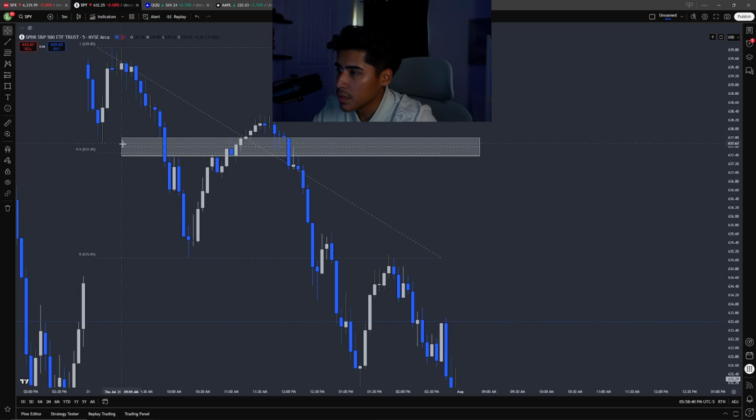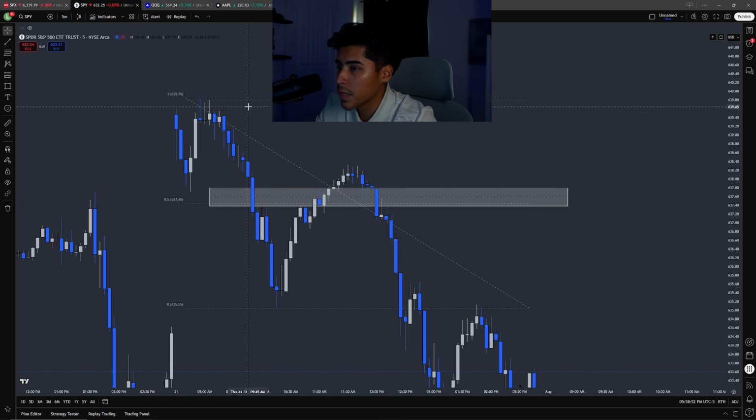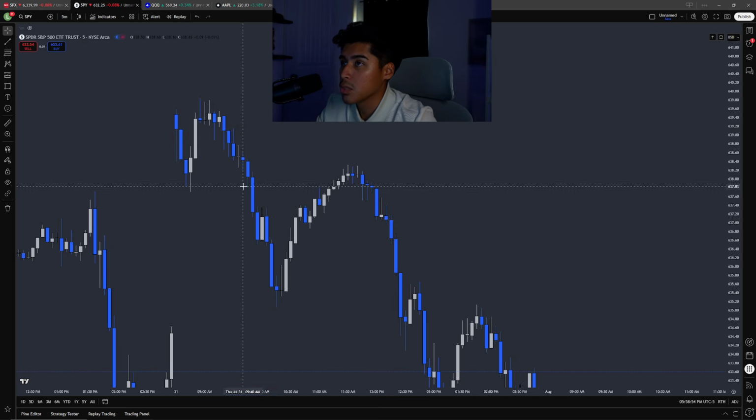But you can see that this was the proper fair value gap. Inevitably, it did go lower, created lower lows, and continued down. Someone out there might have held it, whatever. But this is about the fib and finding the proper fair value gap. And that's how you do it.